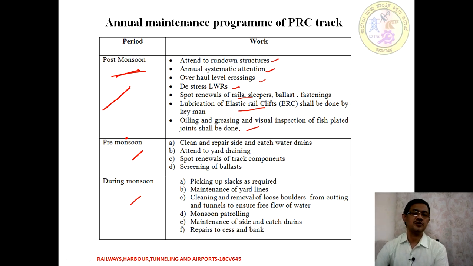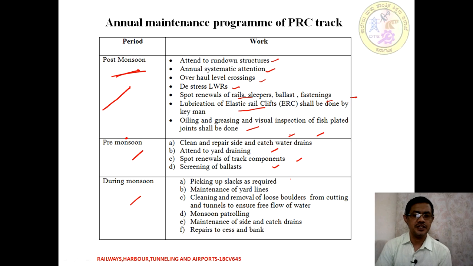In the pre-monsoon, the sides of the catch water drain are cleaned and repaired, because in the rainy season water has to be allowed through. Whatever choke-ups or twigs have been collected have to be taken away and the drains cleaned. Attending to the yard drainage system, spotting and renewal of track components and screening of ballast are done in the pre-monsoon session.